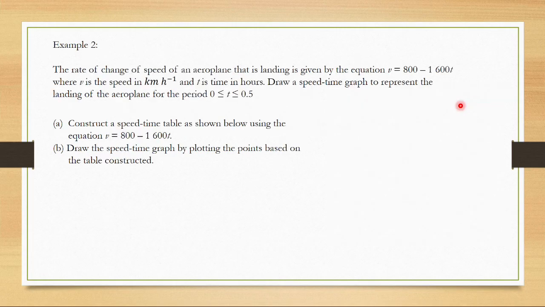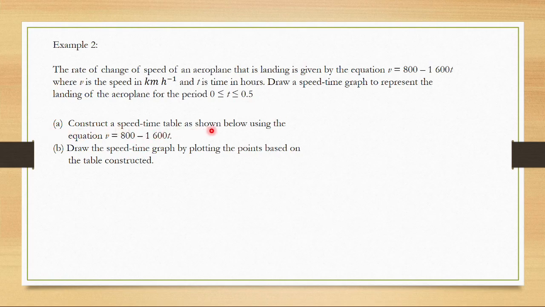Now we look at the next example here. The rate of change of speed of an aeroplane that is landing is given by the equation v equal to 800 minus 1600 t, where v is the speed in kilometer per hour and t is the time in hours. Draw a speed time graph to represent the landing of the aeroplane for the period between 0 to 0.5. Now, you look at the question here.